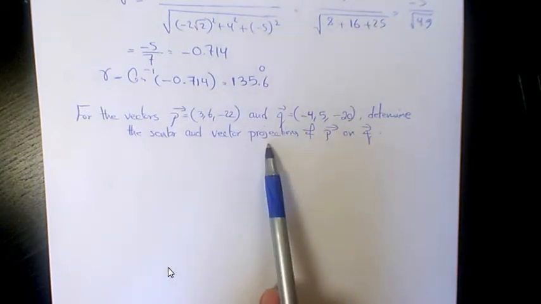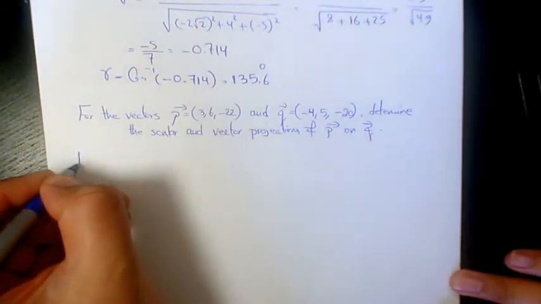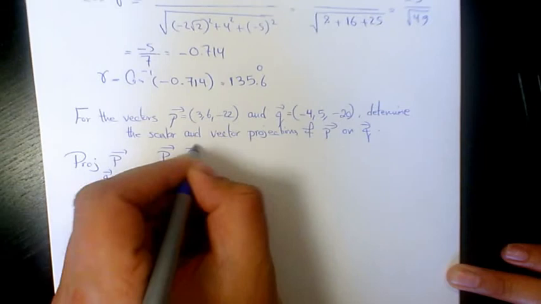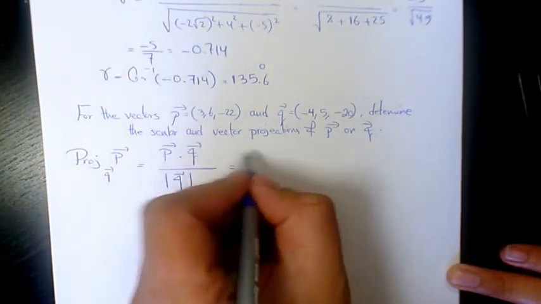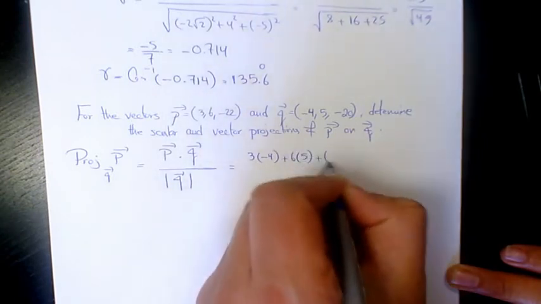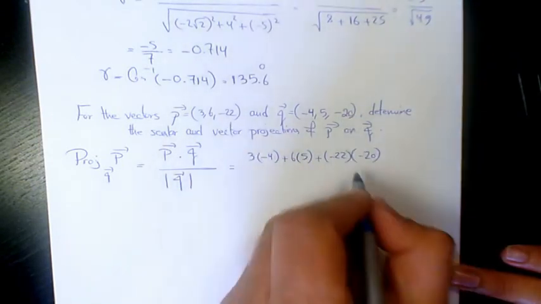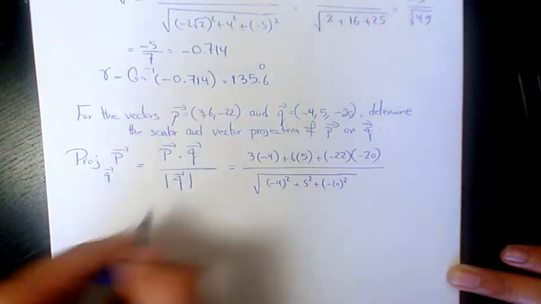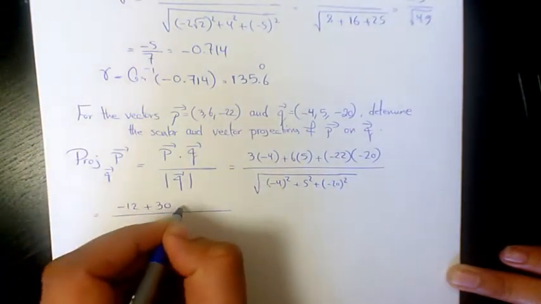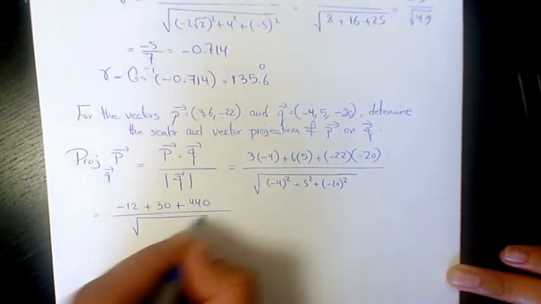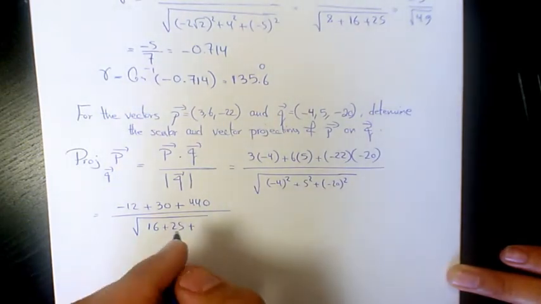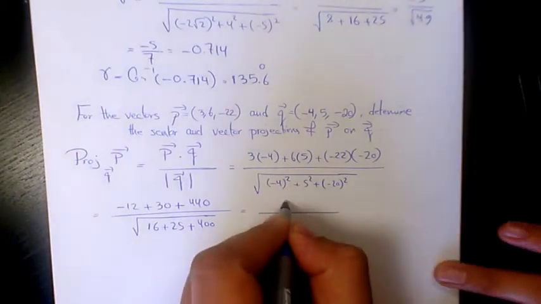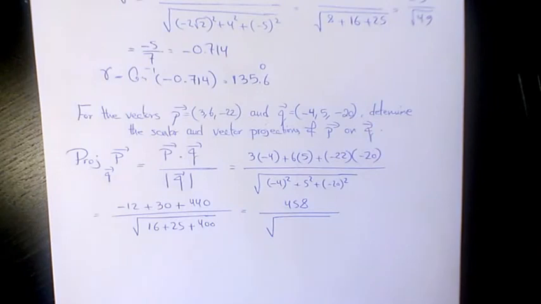So we have the projection of P on Q. If we do the scalar, it's going to be P dot Q over the magnitude of Q. So that will be 3 times negative 4 plus 6 times 5 plus negative 20 times negative 22, sorry, 22, 20, yeah. And here, the square root of Q: negative 4 squared plus 5 squared plus negative 20 squared. That's going to be negative 12 plus 30 plus 440, over 16 plus 25 plus 400. So we have 440 plus 30 minus 12. That will be 458 divided by 16 plus 25 plus 400.